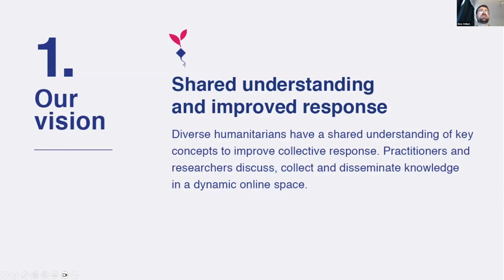So that's a bit about the concepts, the platform, sorry. And our vision is to develop this shared understanding, because we believe that will improve the effectiveness and efficiency and the ultimate outcomes of the humanitarian response.